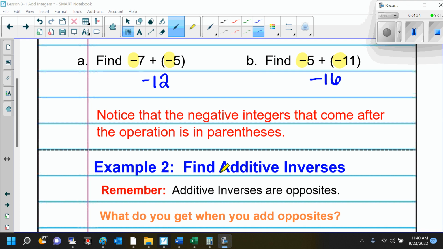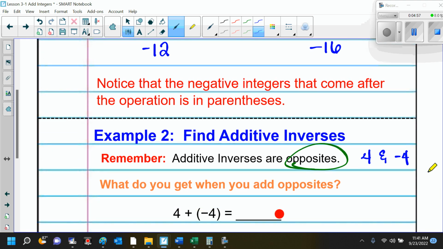Example 2 is find additive inverses. Now we talked about this before. What are additive inverses? Opposites. So if I have 4, the additive inverse would be negative 4. Opposites are called additive inverses. Okay? So what do you get when you add opposites?